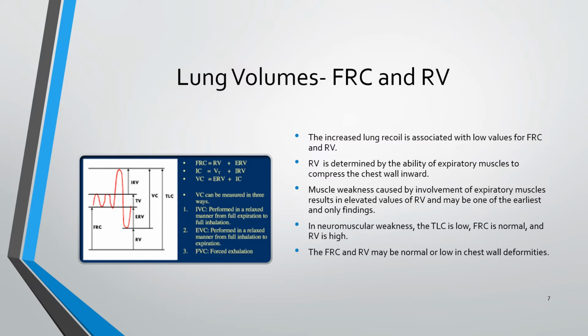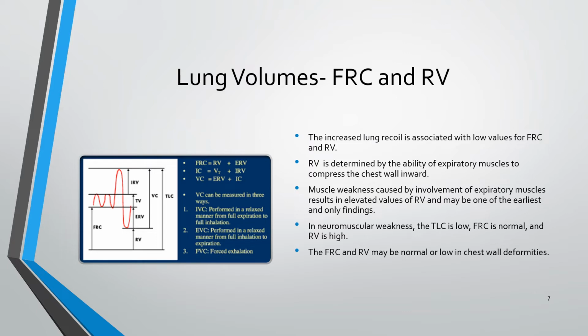Residual volume, which is the volume of air that remains in the lung after maximal expiration, is determined by the ability of the expiratory muscles to compress the chest walls inward. An increase in lung recoil is associated with low values for FRC and RV. RV is determined by the ability of the expiratory muscles, again, to compress the chest wall inward. So as the expiratory muscles squeeze the chest wall, it lowers the RV. But as muscles become weak, the RV will normally increase.